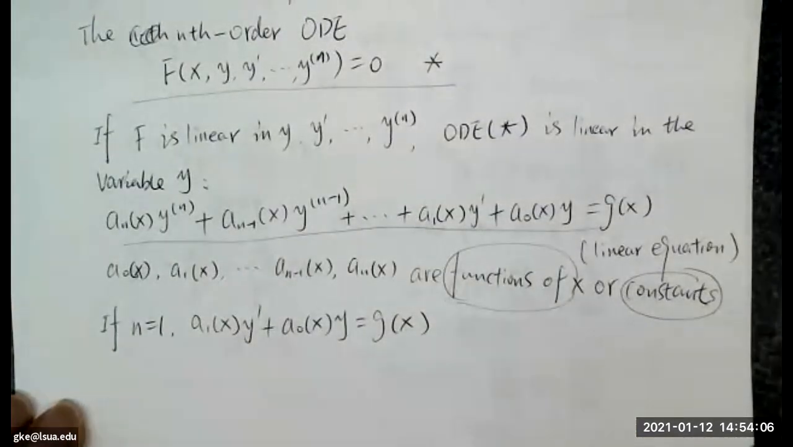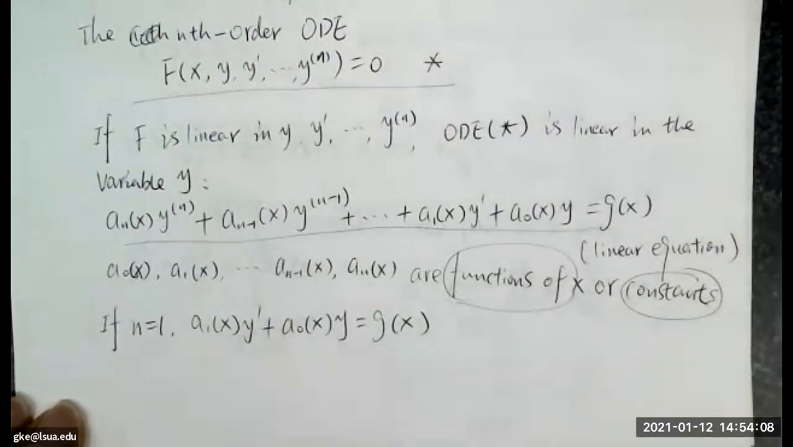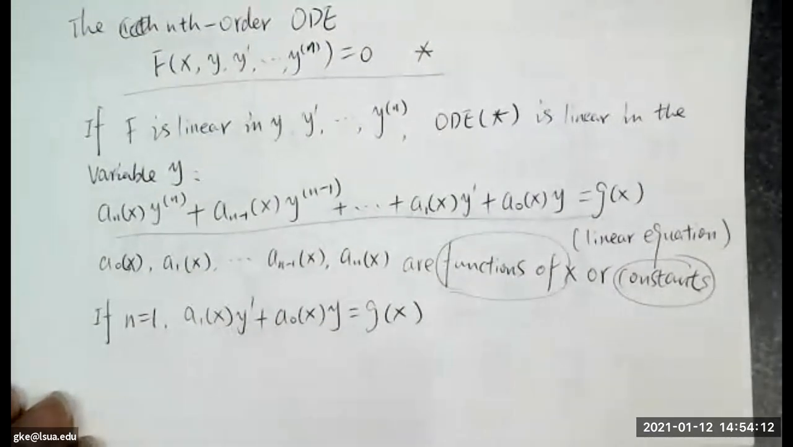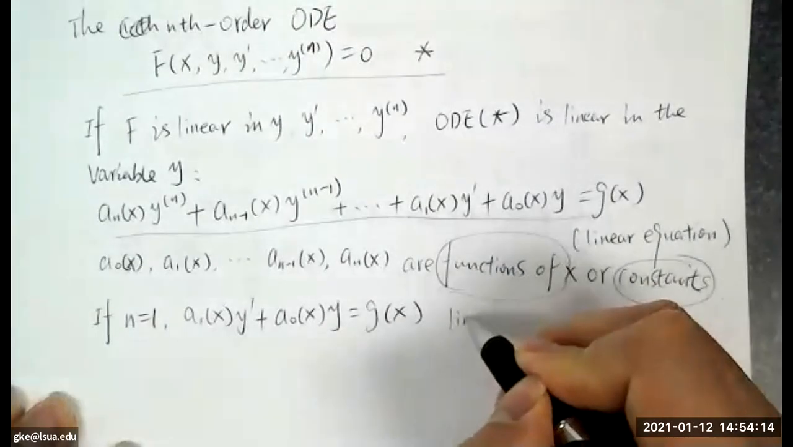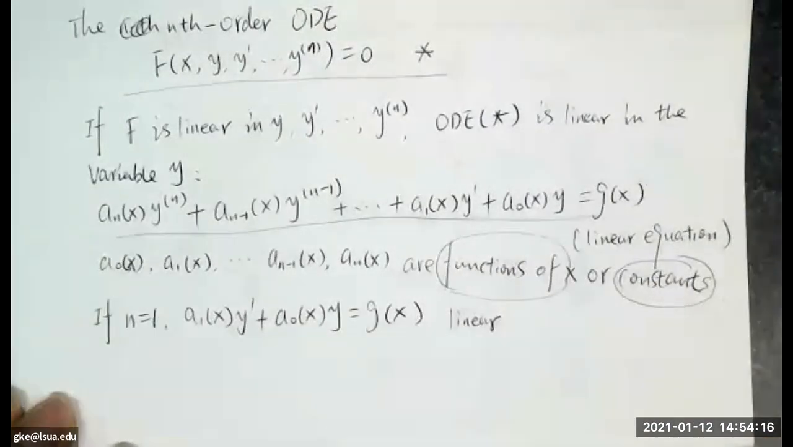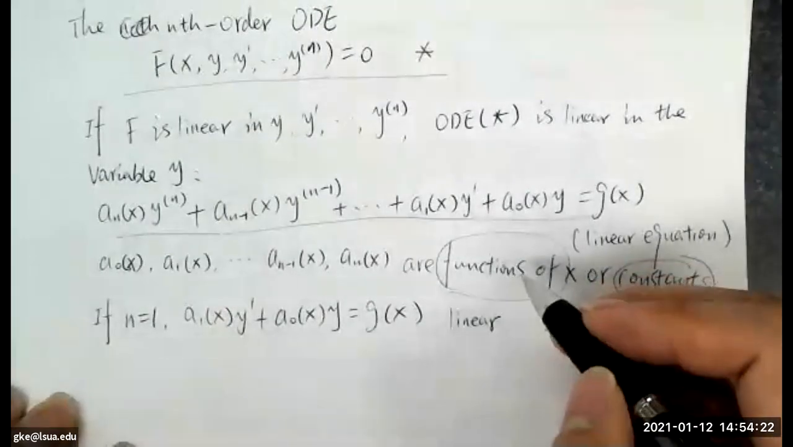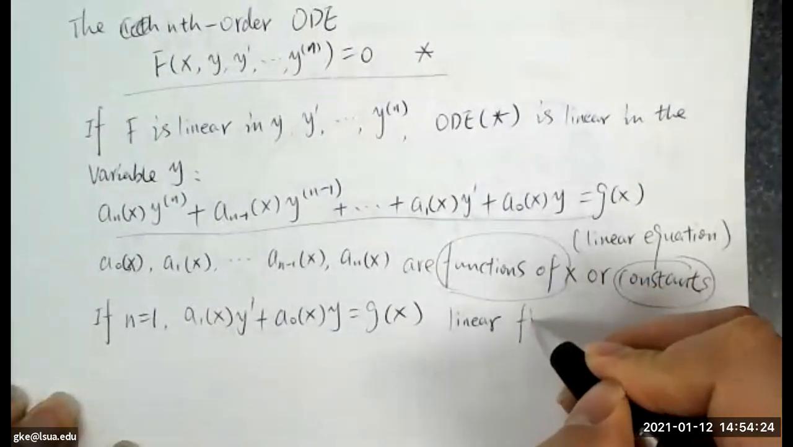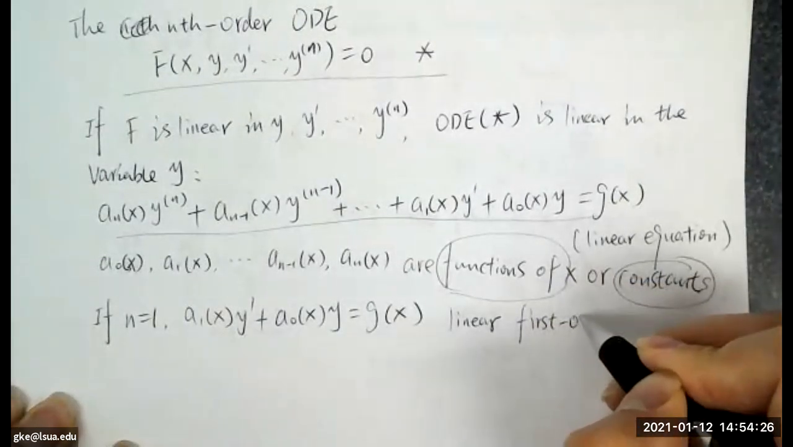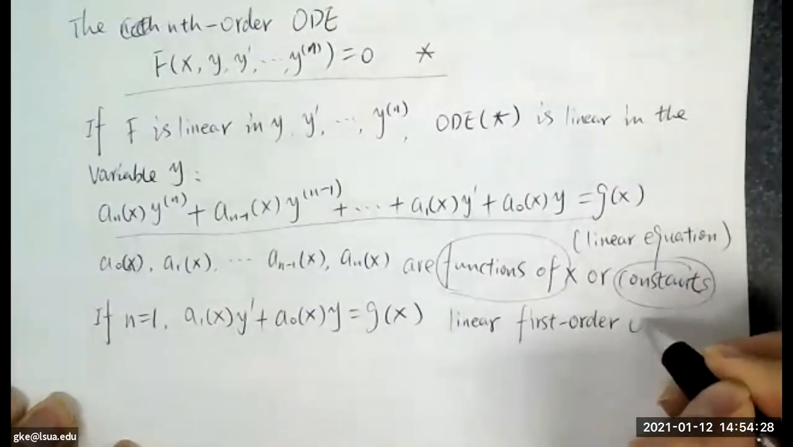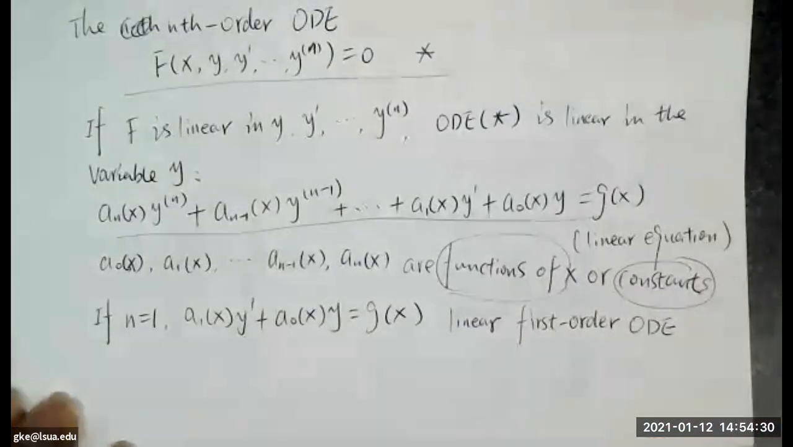Okay. And let's take a look for this guy. We can call this guy a linear equation. Very good. And what is the order? That is first derivative. So that means first order ODE, right? ODE.